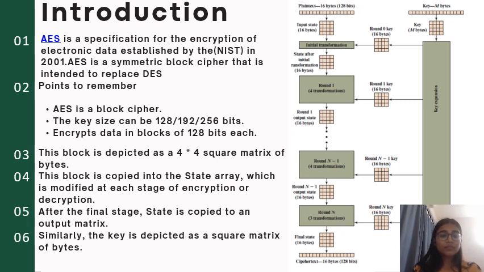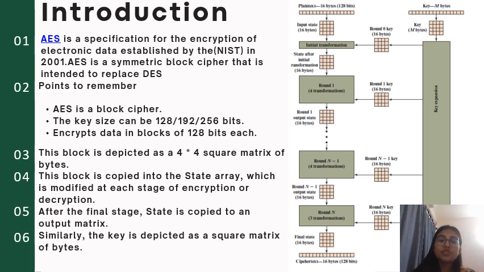After this, the encrypted data we get is also in a block of 128 bits. Then we map it into a matrix and pass it to wherever we have to store the ciphertext. Now the third point says this block is depicted as a 4x4 matrix of bytes. Whatever plain text we get, we convert it into an input state, and that input state is a 4x4 matrix. Now this input state becomes the input for every step. This state is modified at every stage of this technique.